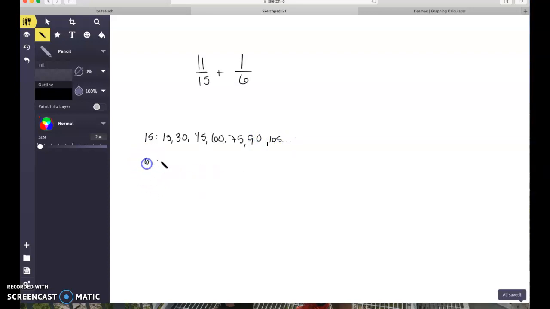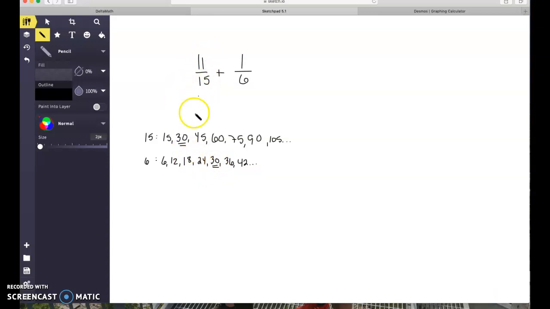And then you could look at your multiples of 6, right, which we know, hey, 6 times 2 is 12, 6 times 3 is 18, 6 times 4 is 24, 6 times 5 is 30, 6 times 6 is 36, 6 times 7 is 42, right, and so on. And at this point, you may already see, hey, I've got a common number right here, 30, right?